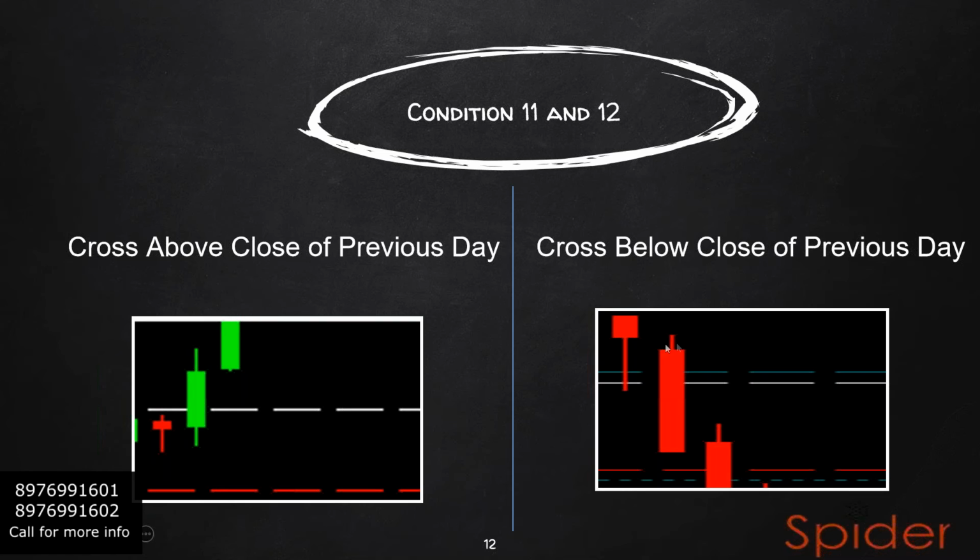And the vice versa of this, if it is giving a closing below the previous day close, it is expected to be a negative stock for the current day market. So again, you can add on these conditions to your already existing scanners and improve the results of your existing scanners. So you can make a note of these scanners.